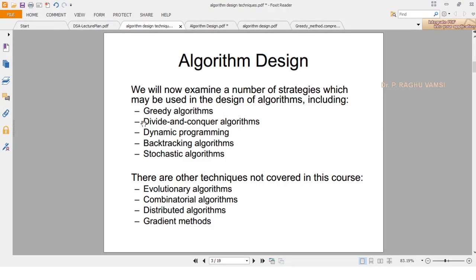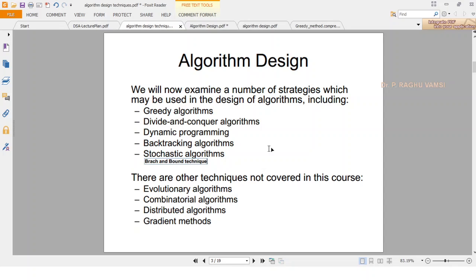First one is greedy algorithms. Second one is divide and conquer algorithms. Next one is dynamic programming. Another is backtracking algorithms. And another is stochastic algorithms. And here I would like to mention one more thing along with this one: the branch and bound technique. So these are the various algorithms that we can use for solving a problem. It is basically based on the type of problem that we are supposed to solve.